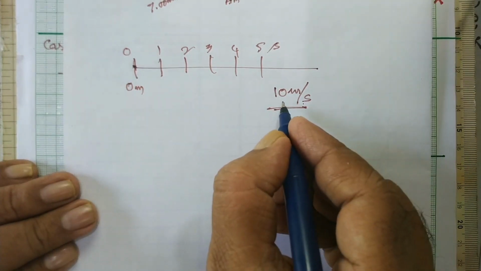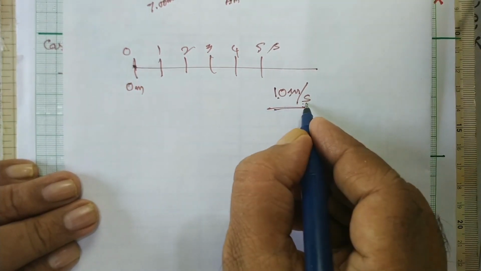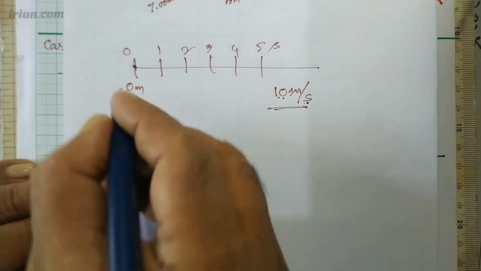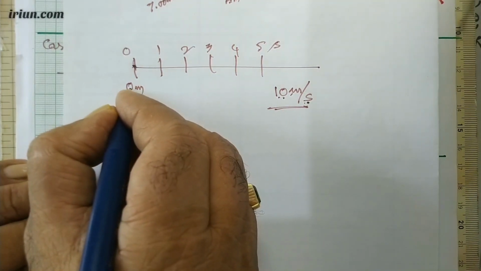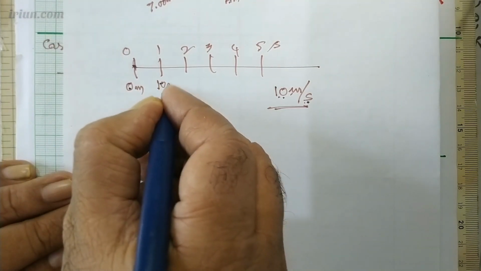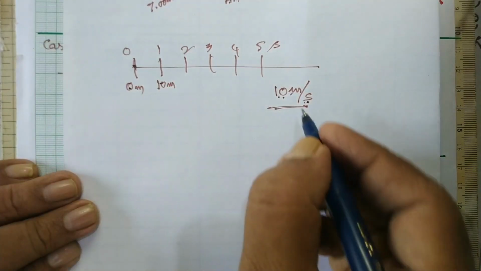It is traveling with a speed of 10 meter per second. Meaning that in 1 second it is covering 10 meter. So, after 1 second it covers 10 meter. Means 0 plus 10, it will become 10 meter. I think I understood. Once again I will explain.